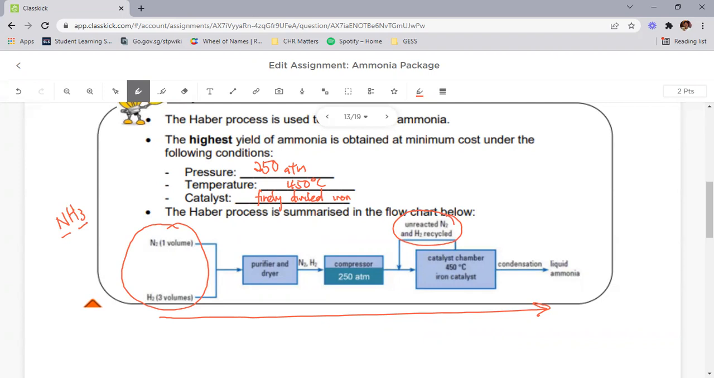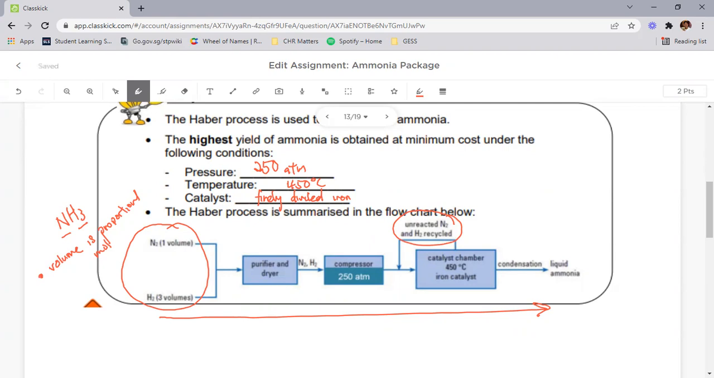You need to talk about how the volume is proportional to the mole. Because when we say the idea of 1:3, ammonia 1:3, actually you're referring to the mole. You're not linking it to the volume. Hence, there's this extra step that most people tend to miss out.